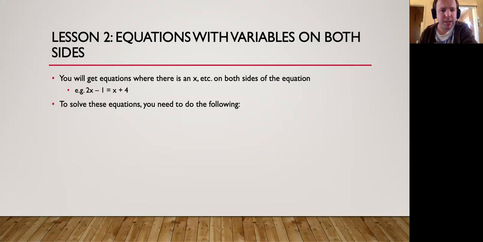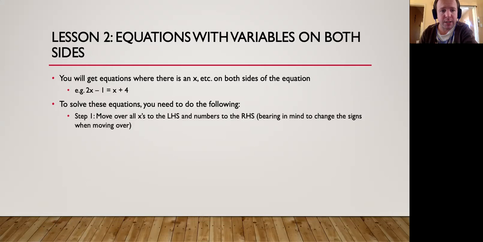All right, now, to solve these equations, you're going to need to do the following. Step 1, move over all the x's to the left-hand side and all the numbers to the right-hand side. So in other words, you're going to group all the x's to the left and all the numbers to the right. Now remember, when you're moving over, you need to worry about changing the sign. If you move an x over to the left-hand side, you have to change its sign. If you move the number to the right-hand side, you have to change its sign as well.